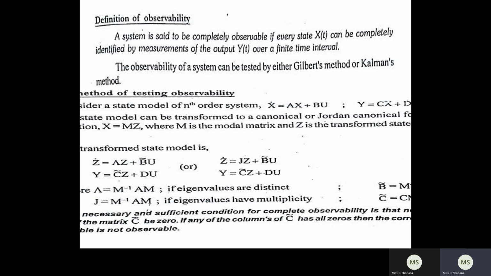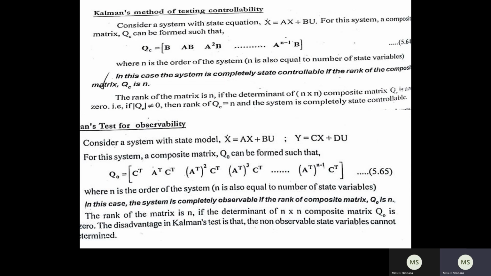In Gilbert's method, how do we check controllability and observability? If the B vector is not equal to 0, or it contains non-zero elements, then it is completely controllable, otherwise not controllable. The C vector should consist of non-zero elements. Then it will be completely observable. Like that we have to do the controllability and observability test.